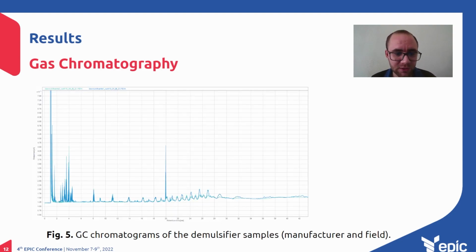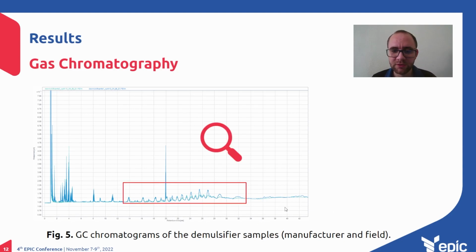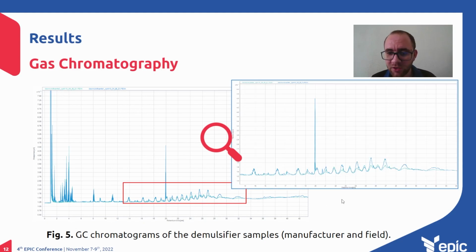We have here the two samples, one in green and the other in blue. In the beginning, the signals came from the solvent ethanol, and then we have the chemicals that are in the formulation of the fluid. They are really similar, so we can see by this gas chromatography that they are representative.